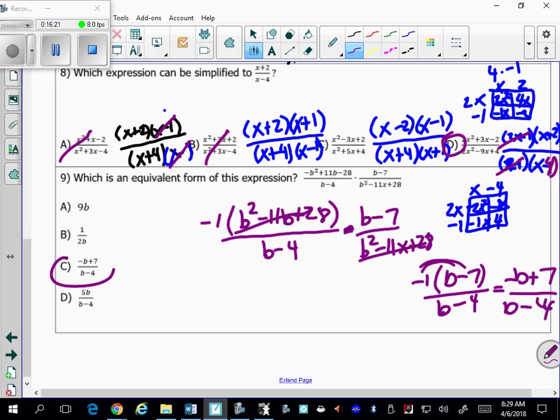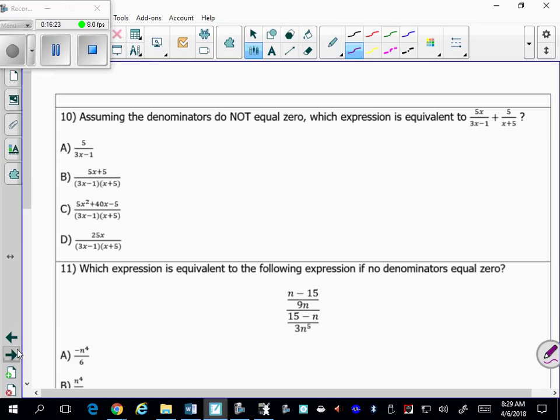10. Assuming the denominator is not 0, which expression is equivalent? So don't worry about the denominator being equal to 0, ever. Don't ever worry about that. That's just math notation. It's just not needed for solving a problem.